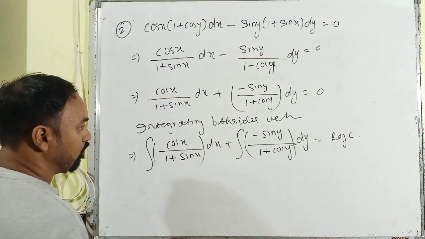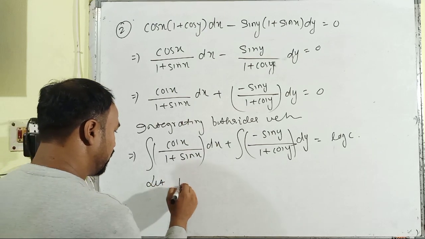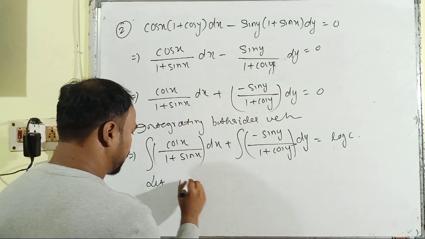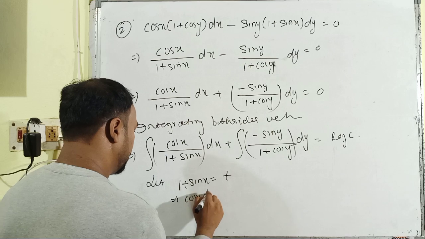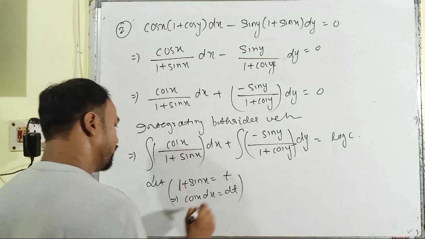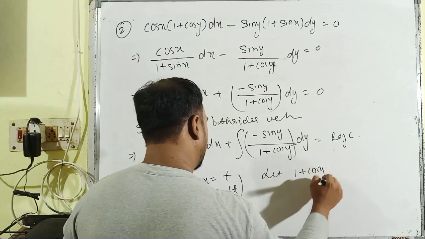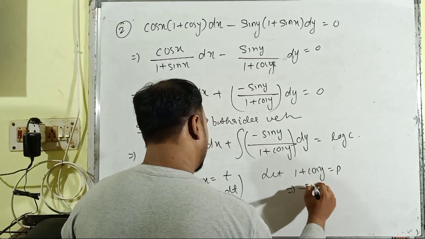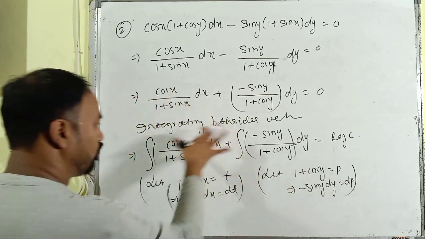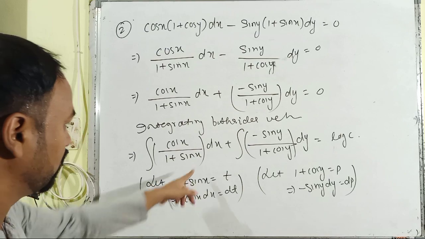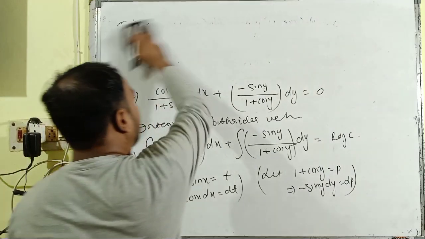So here we have to go for the substitution method, and we have to apply the substitution method here. So let 1 plus sin x is equal to t, then cos x dx is dt. Let 1 plus cos y is equal to p, then minus sin y dy is equal to dp, and then we have to use these substitutions in this previous step. Let us see what we are getting here.